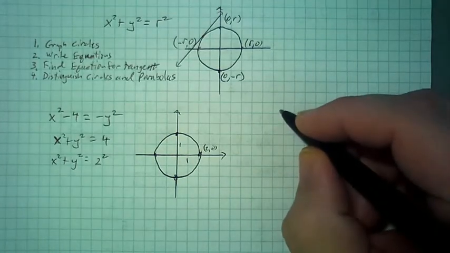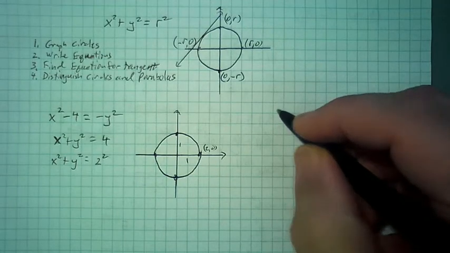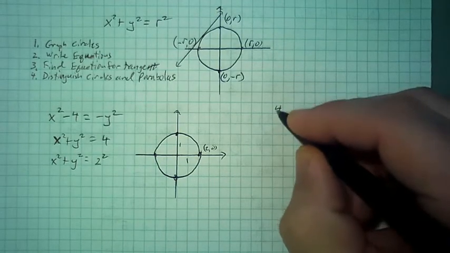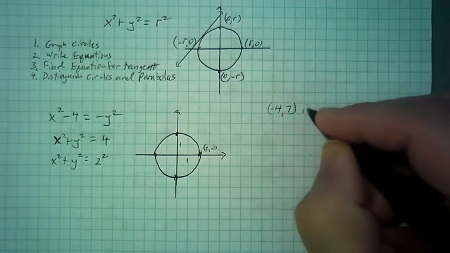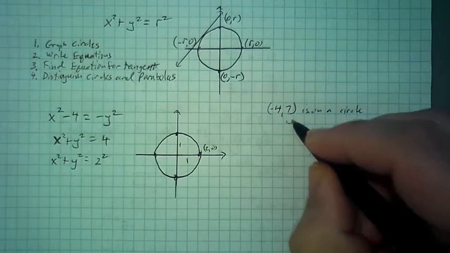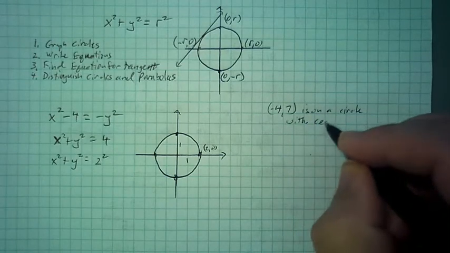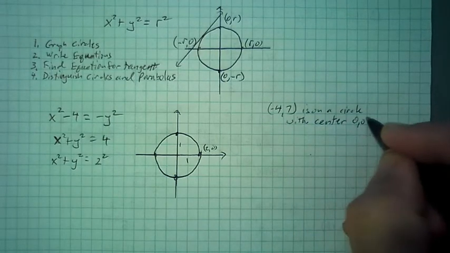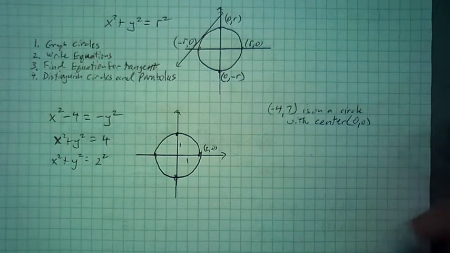So let's see, for our second example, we're going to get a description. We're going to say (-4, 7) is on a circle with center (0, 0), center at the origin. Write the equation.